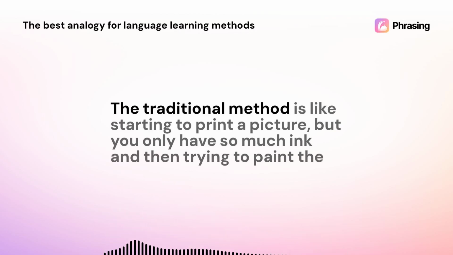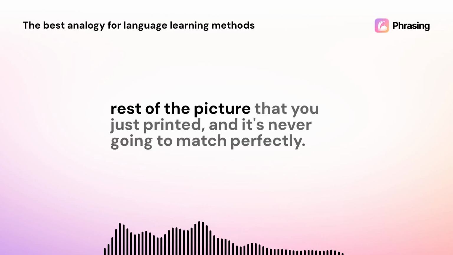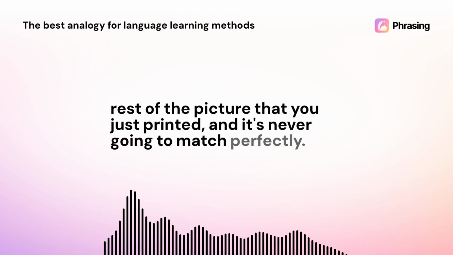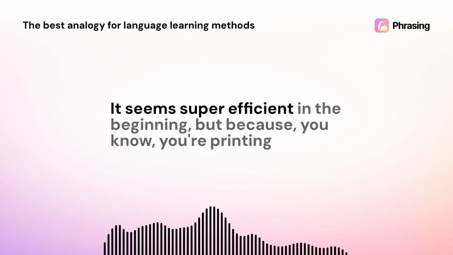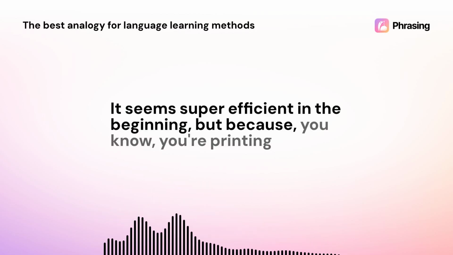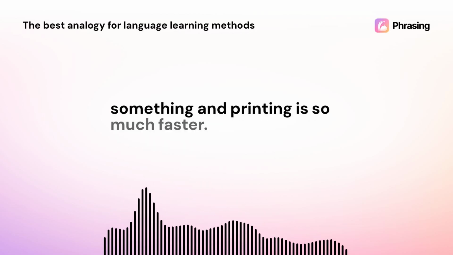The traditional method is like starting to print a picture, but you only have so much ink, and then trying to paint the rest of the picture that you just printed. And it's never going to match perfectly. There's always going to be this disconnect. It seems super efficient in the beginning, because you're printing something and printing is so much faster.